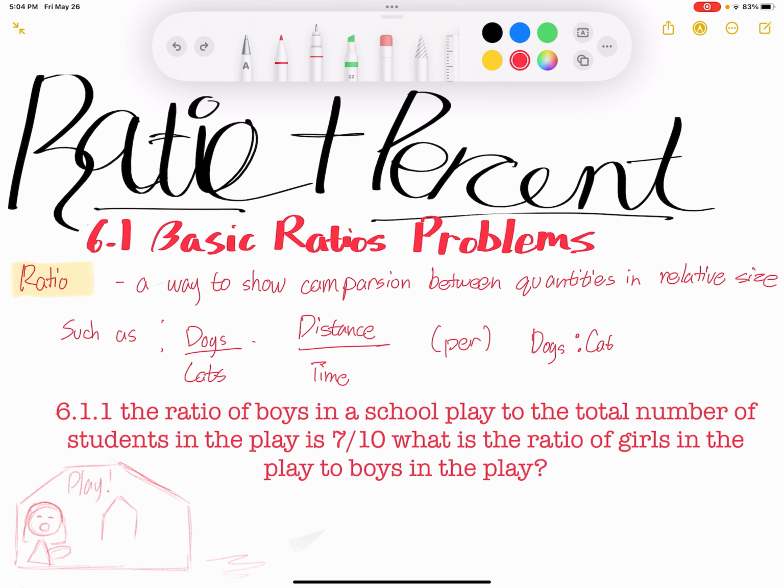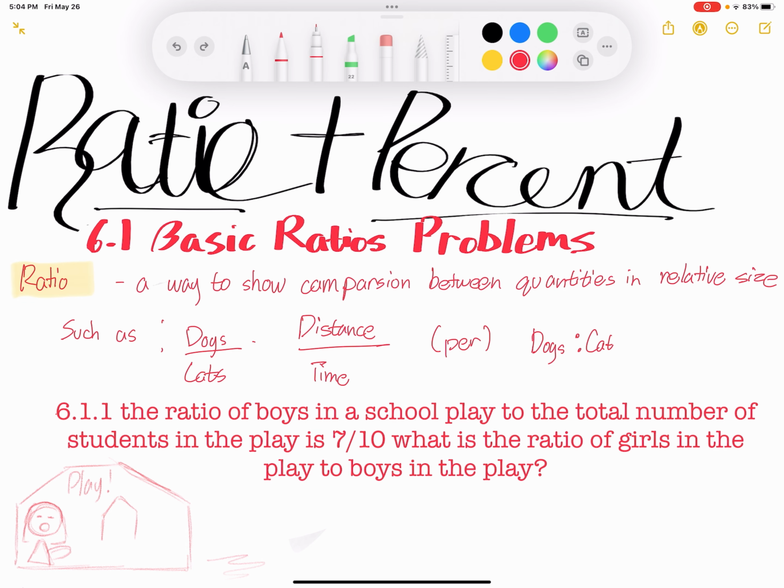So today we'll be learning about ratio and percentages in AOPS Algebra Chapter 6. Now we'll be starting with basic ratio problems, which is lesson 6.1. The first knowledge to know, or vocabulary as you may call it, is called ratio. A ratio is a way to show comparison between quantities of relative size.